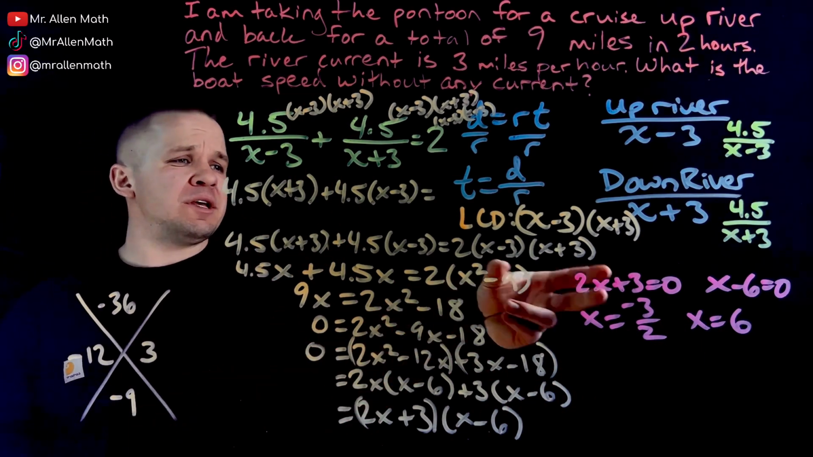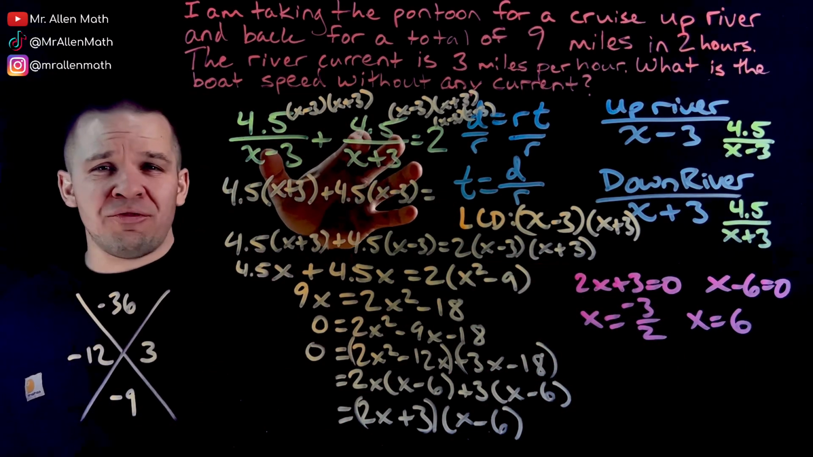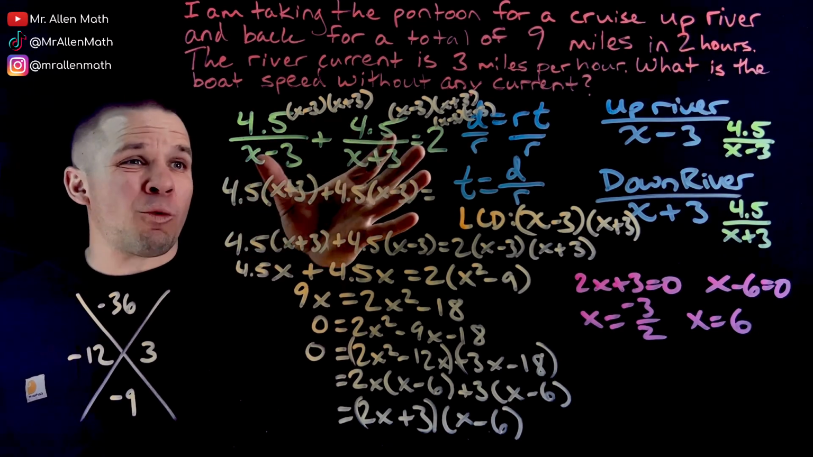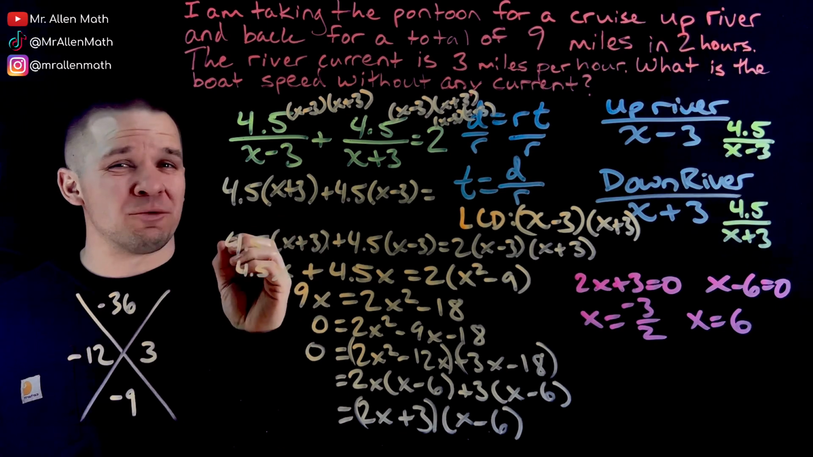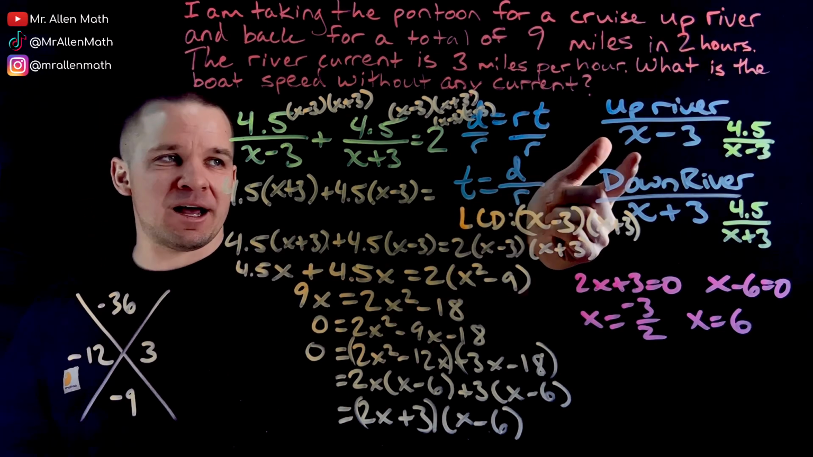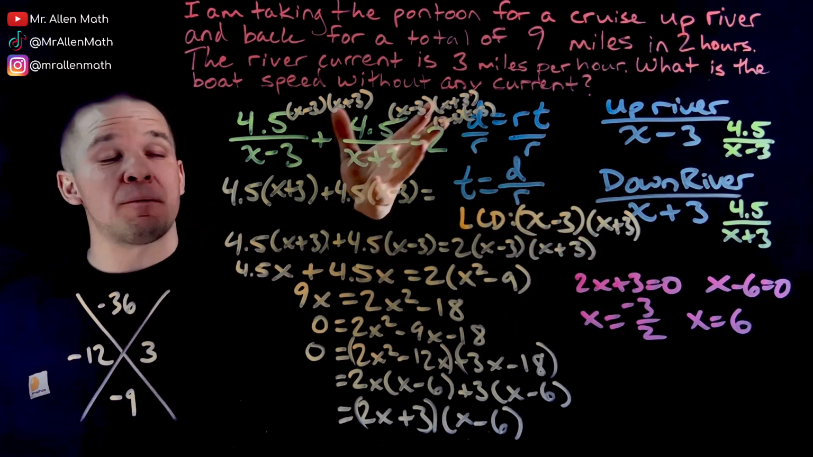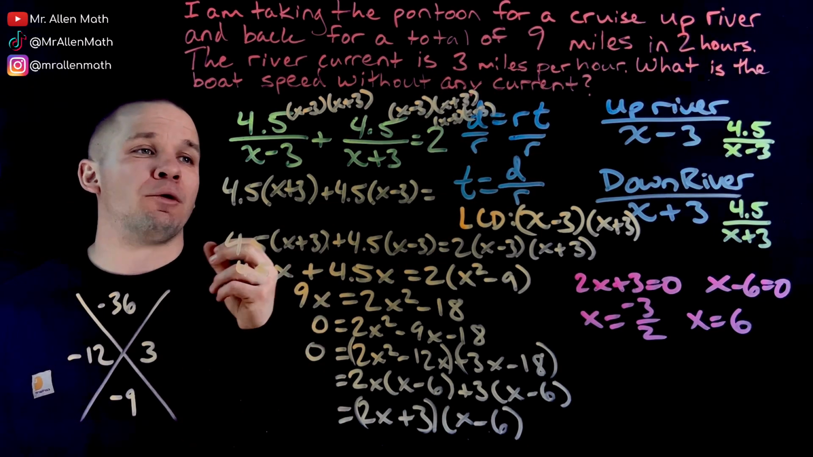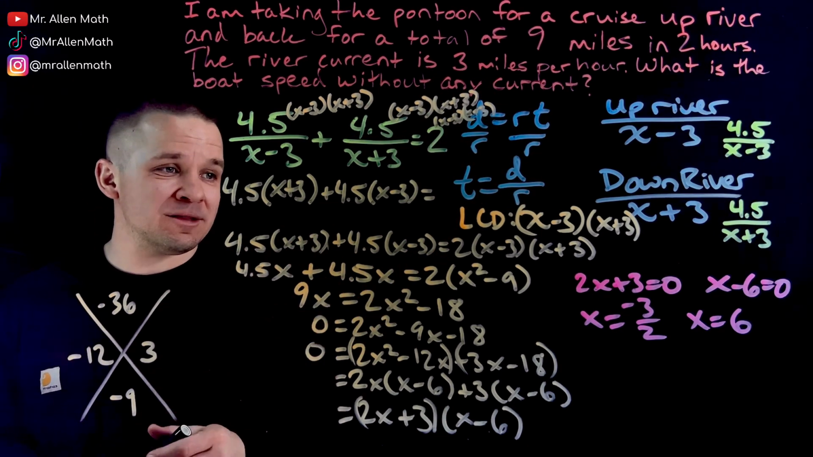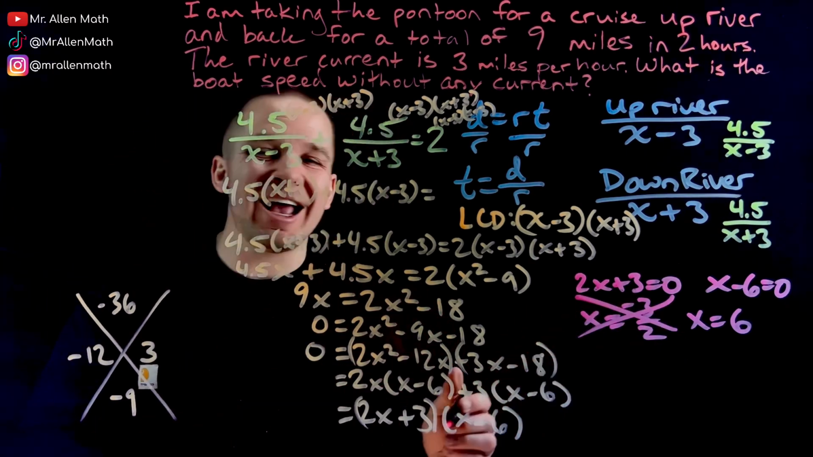Now, both of these solutions work in this algebraic equation that we have going on. But do they both work in the original context of the problem? X represents the speed of the pontoon boat, right? X is my speed of that pontoon boat without current. So this means that no go here. I can't have a negative speed.